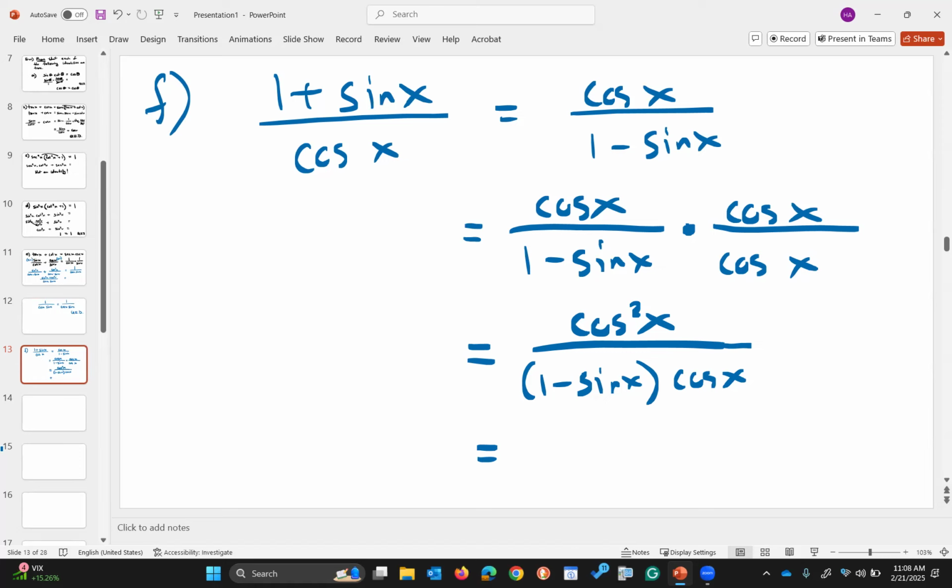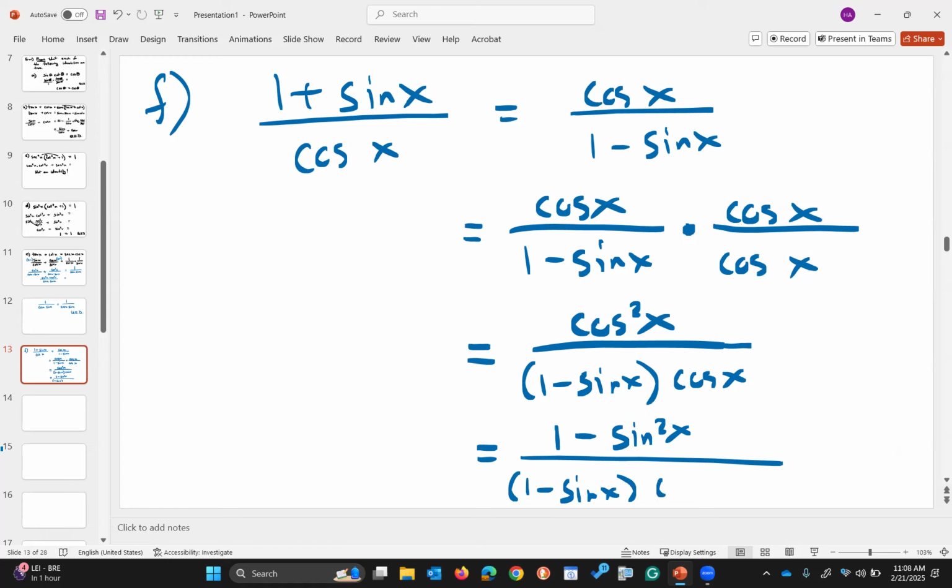Yes, sine squared x plus cosine squared x equals 1. But I need the connection that cosine squared of x is equal to 1 minus sine squared x. 1 minus sine squared x. We good? That's what the top equals. And then, oh boy, almost there.